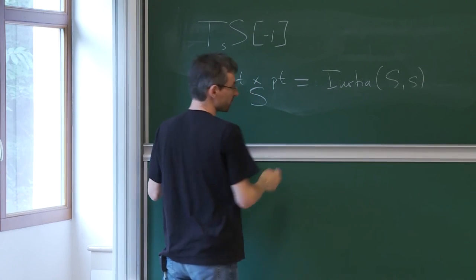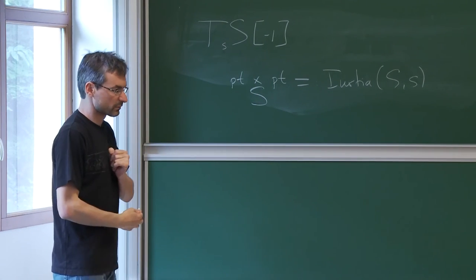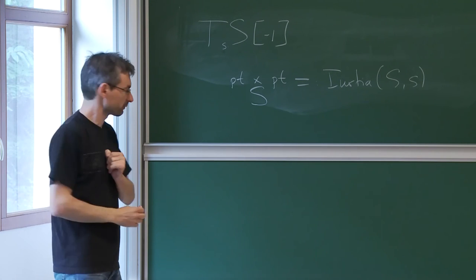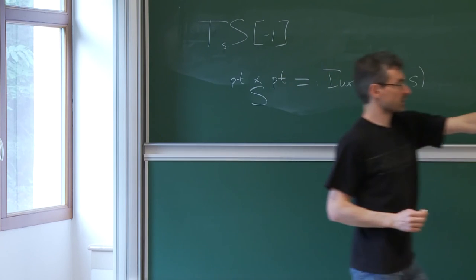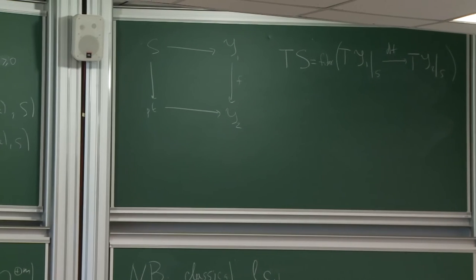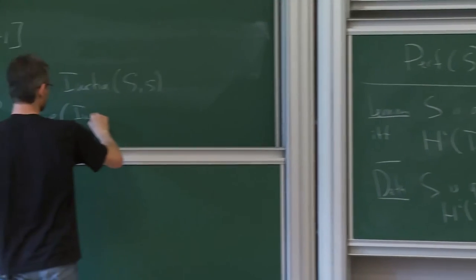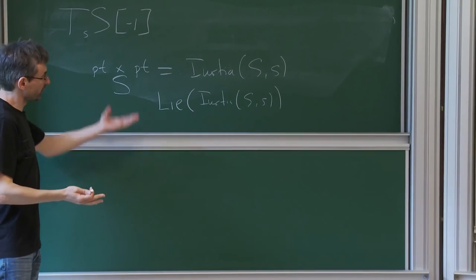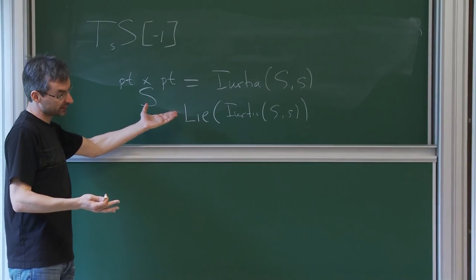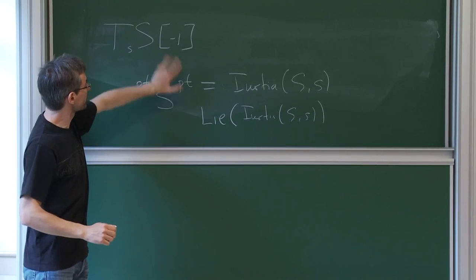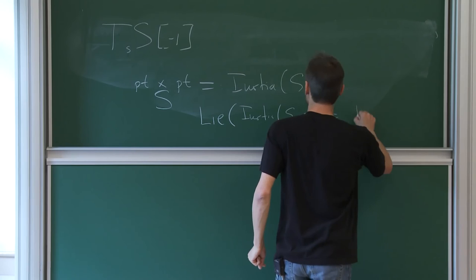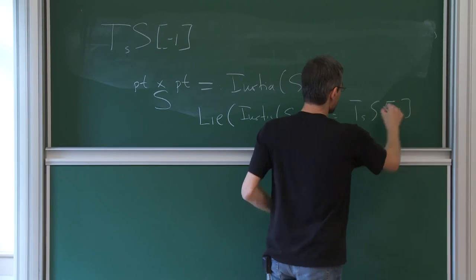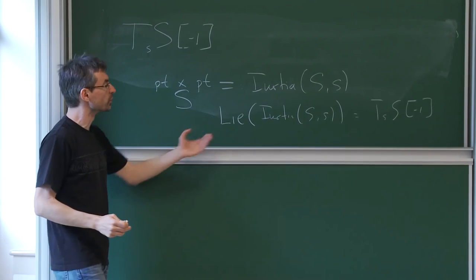So now, in derived algebraic geometry, if you have a group, you can take its Lie algebra. And if you look at this calculation, what happens under fiber squares, you'll see that the Lie algebra of inertia, its underlying complex, it's a tangent space, so the Lie algebra of this will be this. So if we want to think of the Lie algebra structure, it's really the Lie algebra of a Lie group, namely this one, the inertia.